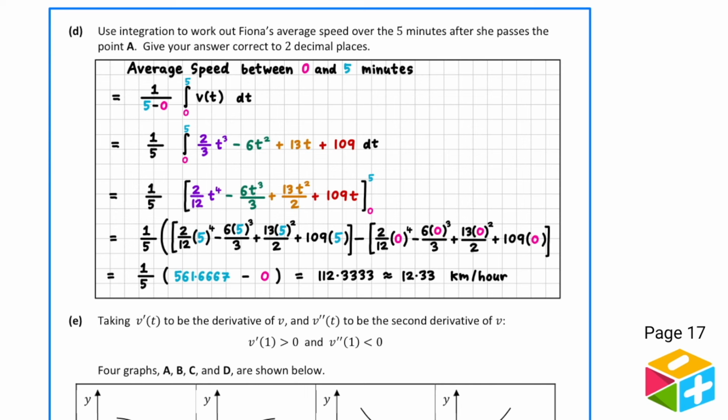When we perform the calculator work, the upper limit evaluates to 561.6667. The lower limit evaluates to 0. When we multiply this by the 1 over 5 in front of the brackets, we end up with 112.3333. The question wants us to round to 2 decimal places, so our final answer is 12.33 kilometers per hour.